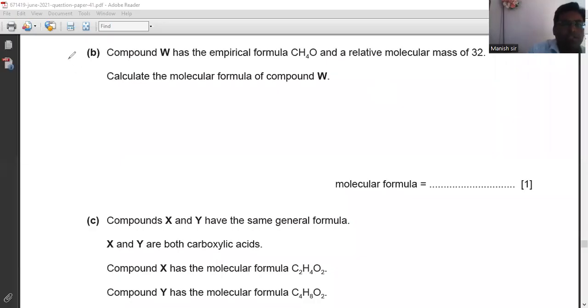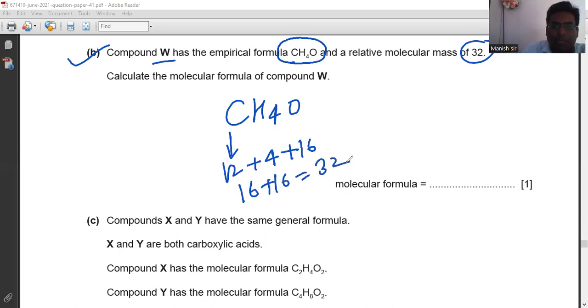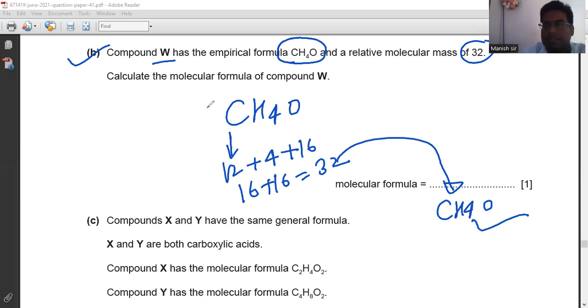So next question is compound W has empirical formula CH4O, relative molecular mass is 32. Right. So calculate the molar mass for CH4O. So carbon is 12 atomic mass, 4 hydrogen into 1 plus 16. So how much is it? It is 16 plus 16. So it will be 32. Molecular mass is 32. So molecular formula will be CH4O only. Right. So write the answer.